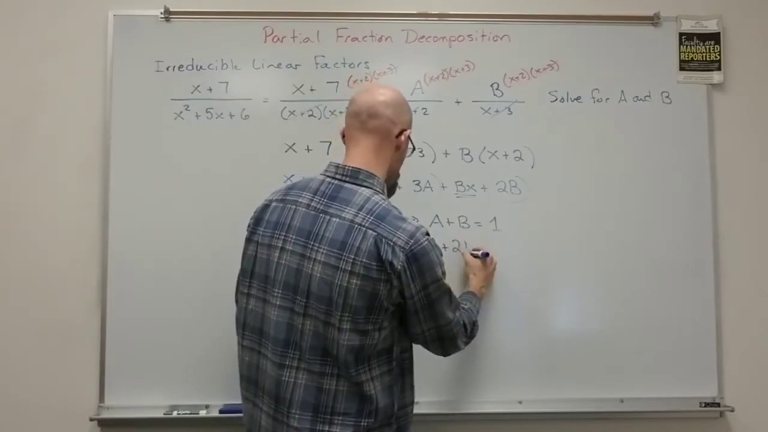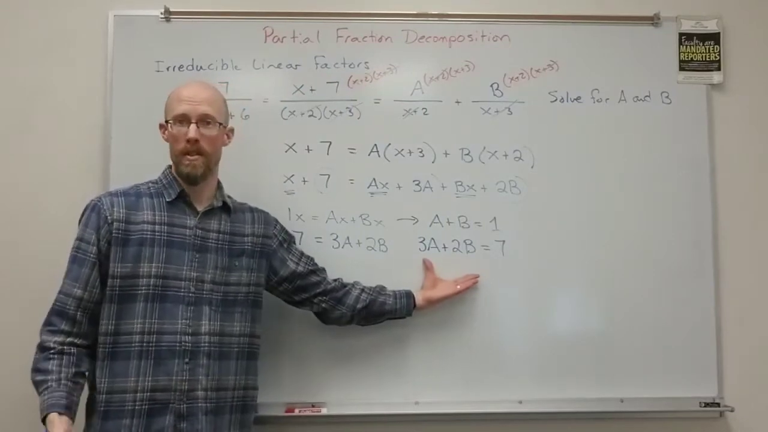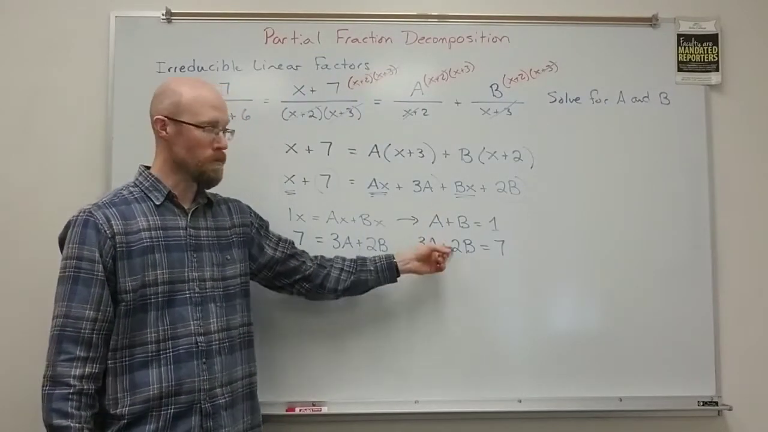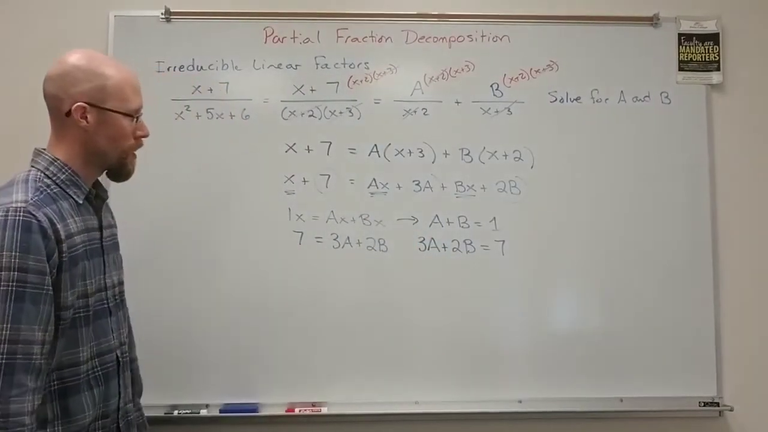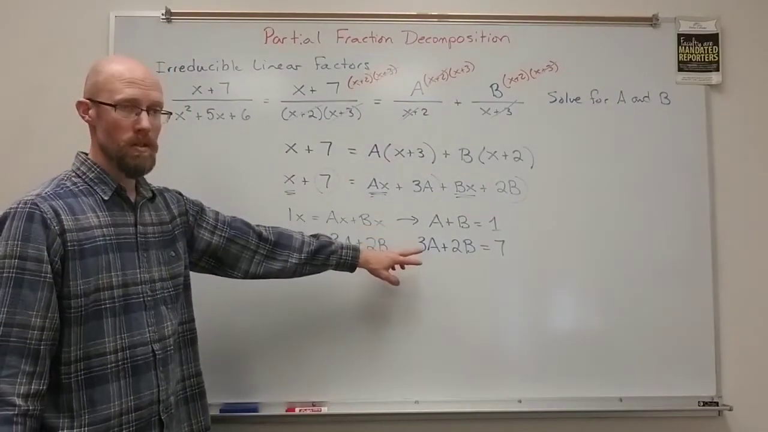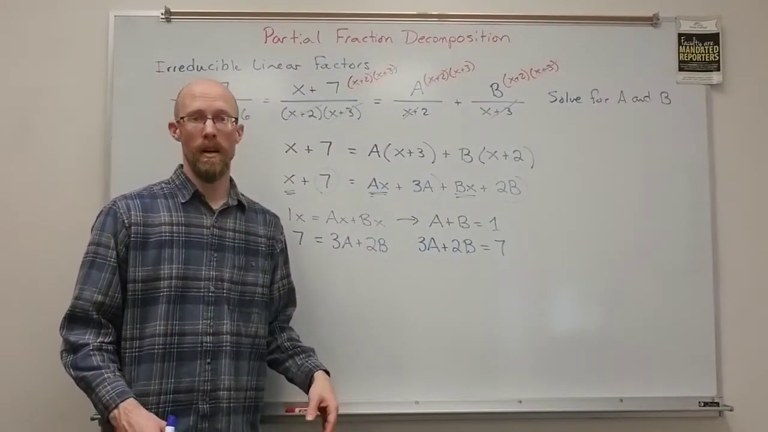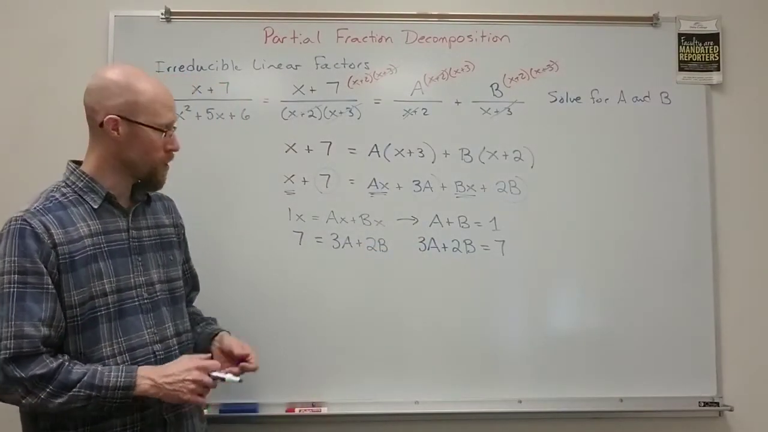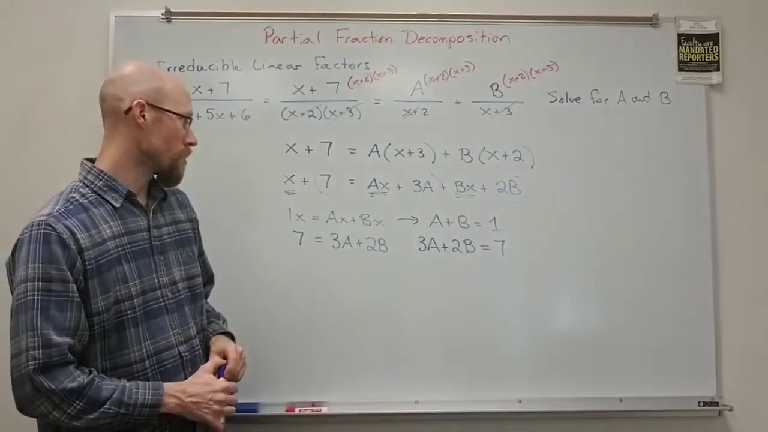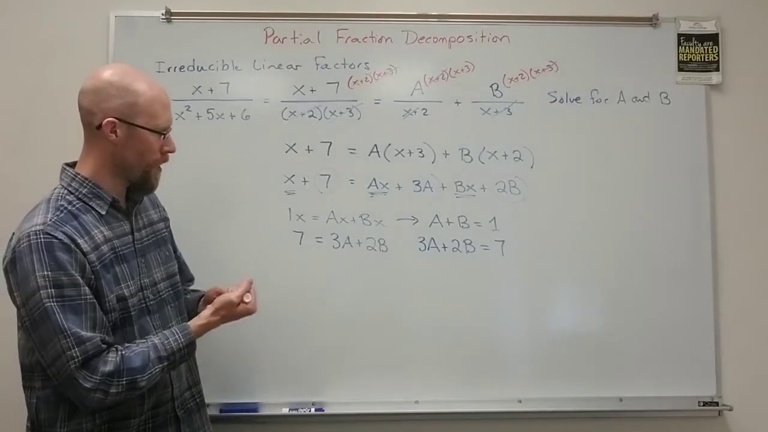3a plus 2b is equal to 7. Well, lo and behold, we have a system of equations here, right? With a and b involved. It's a two-variable system with two equations. And I can solve this using substitution or elimination. I'm going to go ahead and use elimination on this one, or addition, however you want to call that.